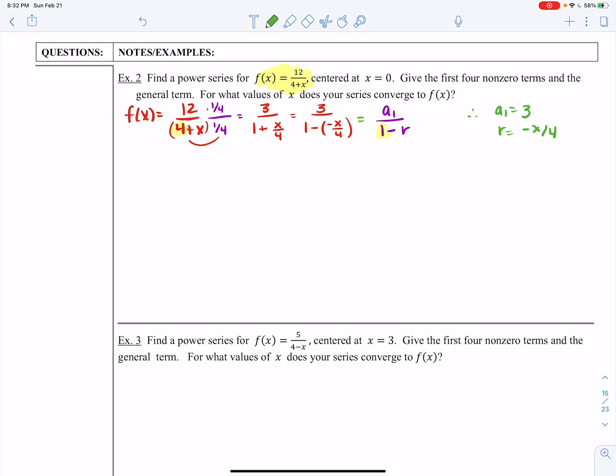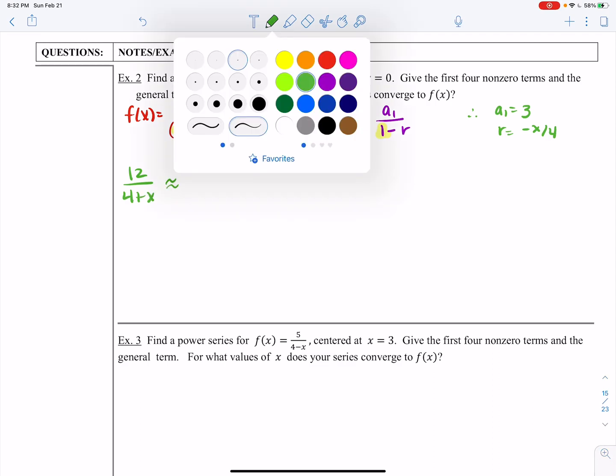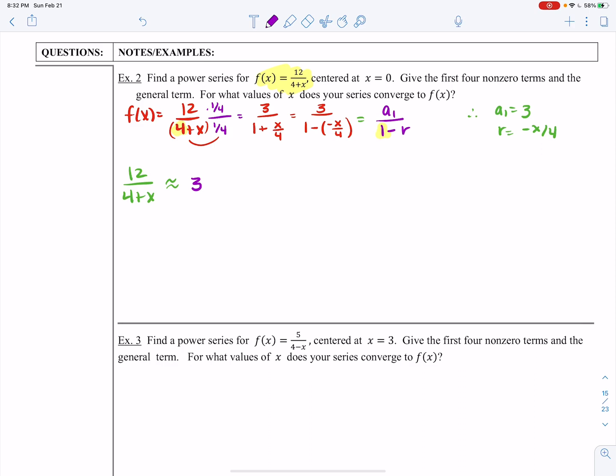So let's build the series. I can now say that 12 over 4 plus x is equivalent to the series with first term 3. 3 times -x over 4 is going to be -3x over 4. Let's multiply by another -x over 4. So that's going to become positive 3x squared over 16. Multiply by another -x over 4, and I get -3x cubed over 64.